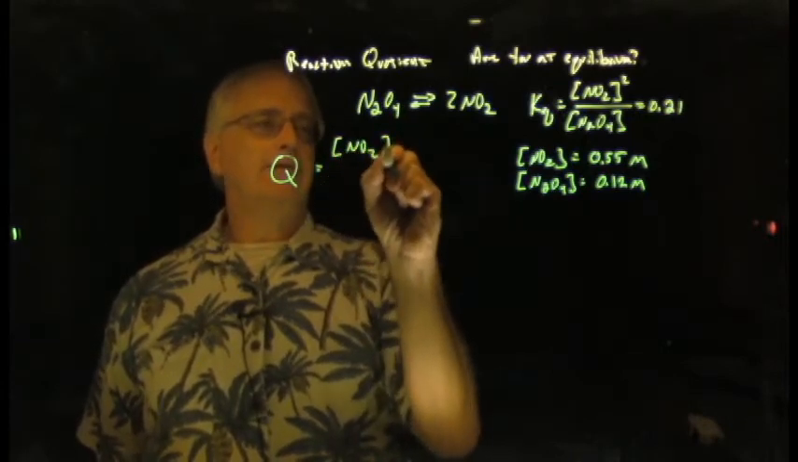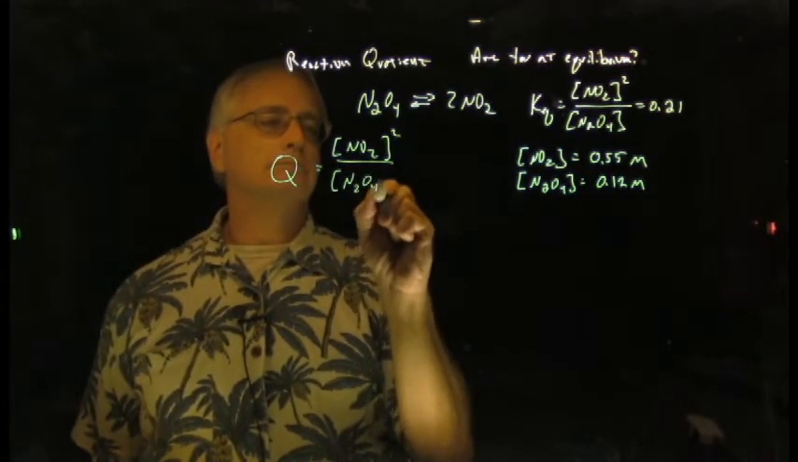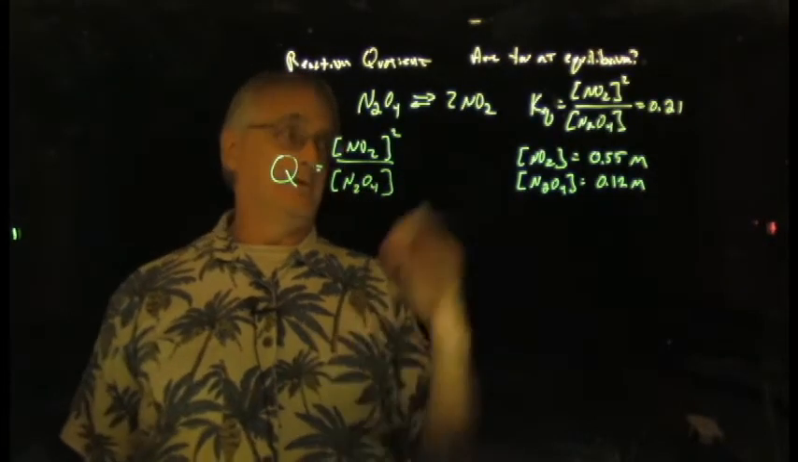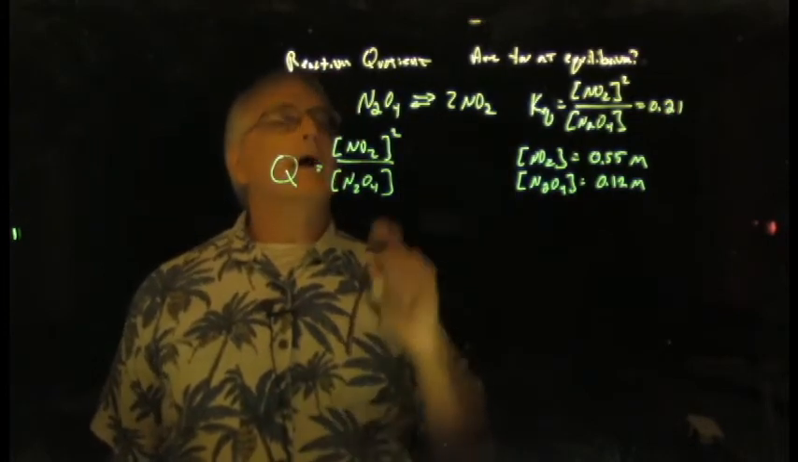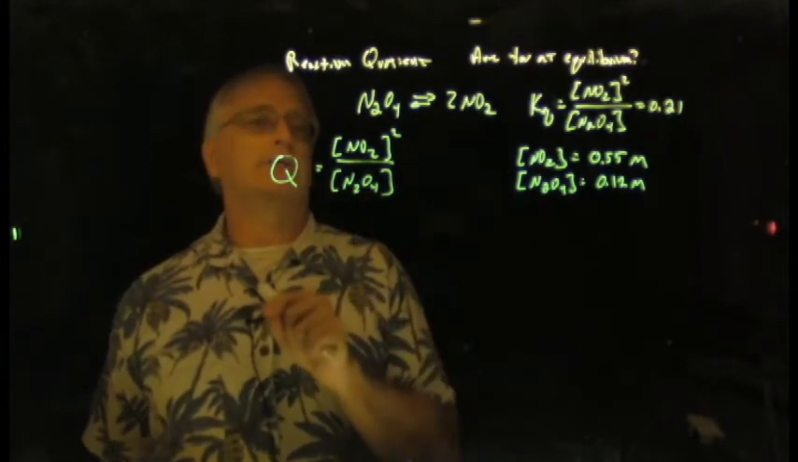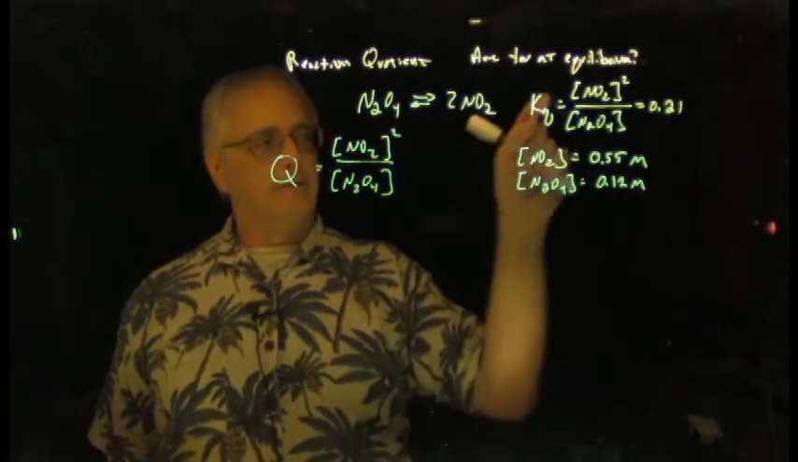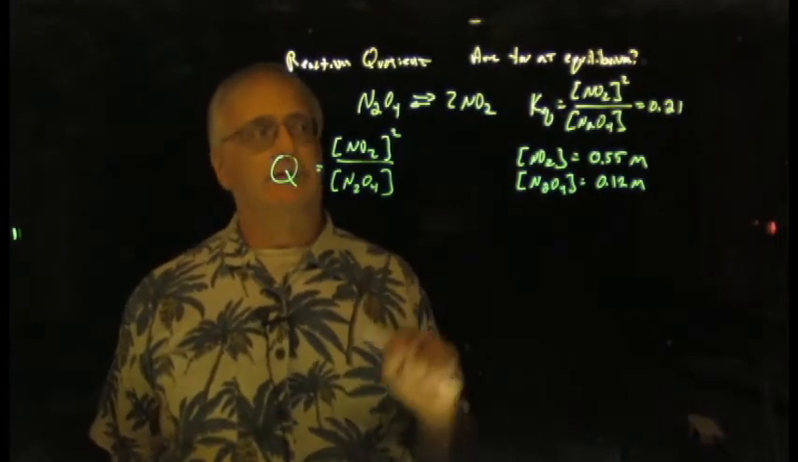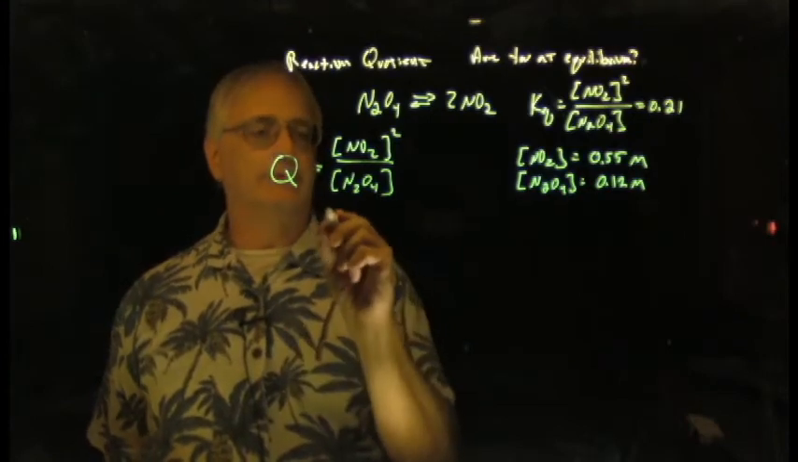Now, it seems to be, for a lot of students, well, that looks a lot like this one, and it is. But the point is, you are allowed to plug any old set of concentrations into a reaction quotient. Okay, where you're not allowed to plug in just any concentrations into an equilibrium constant equation. This is more restrictive than reaction quotient.